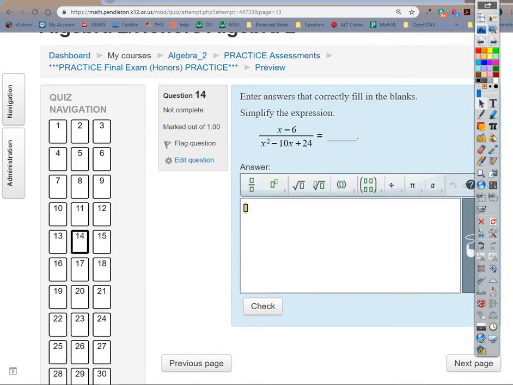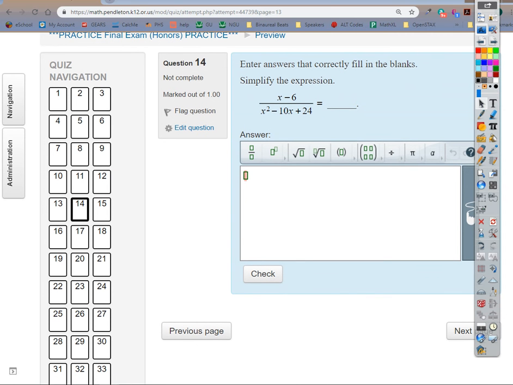Okay, so we're moving on to rational functions. This is stuff we've done pretty recently. Should be pretty easy stuff. So if we want to simplify this expression, what are we going to do? Back to the bottom. Factor the bottom. The top's already factored, so we factor the bottom too.